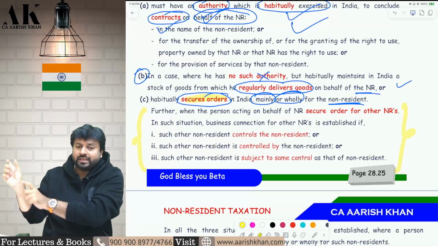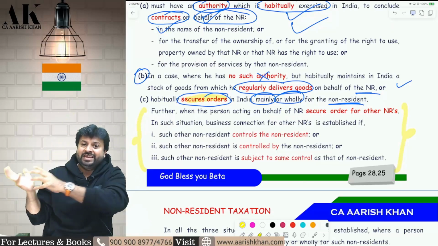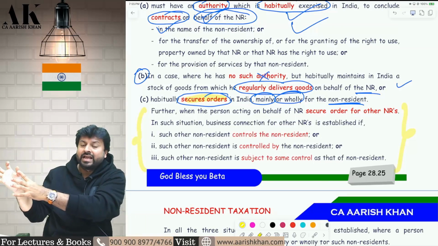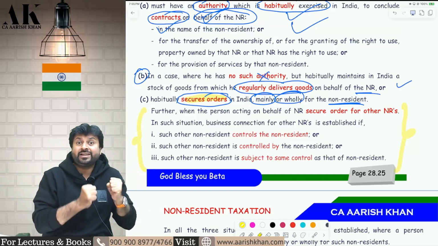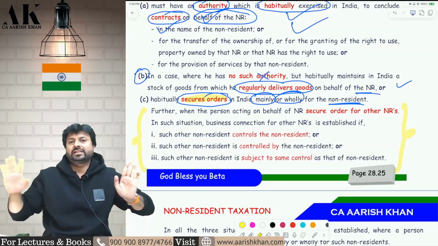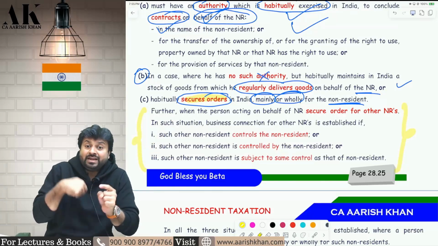Now I am also taking some orders for his brother. Mr. A has a brother in London, Mr. B. I am also taking some orders for his brother, or try to understand, for his related party. Then in that case, will that also be covered in C? The answer is no, because for his brother, I am taking only some orders. I am not taking them mainly and wholly.